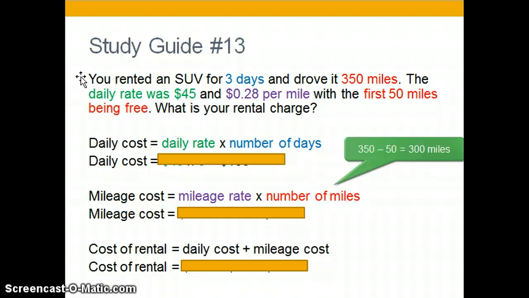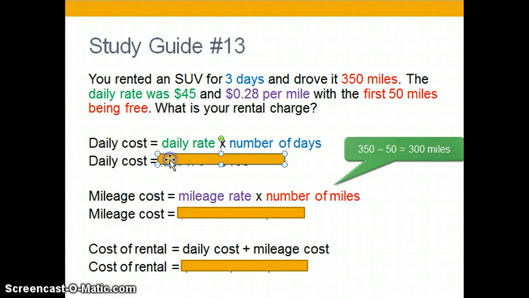You rented an SUV for 3 days and drove it 350 miles. The daily rate was $45.28 per mile, with the first 50 miles being free. What is your rental charge? Okay, pause the recording now. Okay, I'm going to go ahead and reveal the answer now.